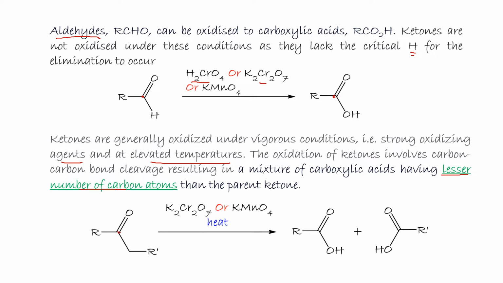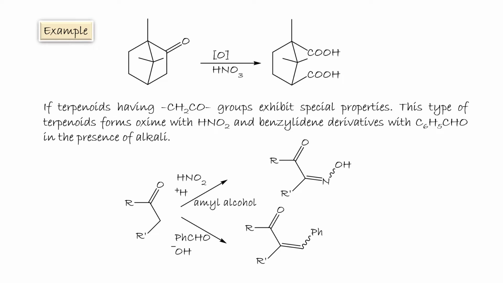Here we have a ketone. Upon treatment with concentrated potassium dichromate or permanganate, and here we need heat, it will break up to two carboxylic groups. This will be a carboxylic group and this will be a carboxylic group. As an example, we have camphor here. The camphor upon oxidation with nitric acid as a strong oxidizing agent, again we break in here. This is a carboxyl carbon and this is a carboxyl group carbon.